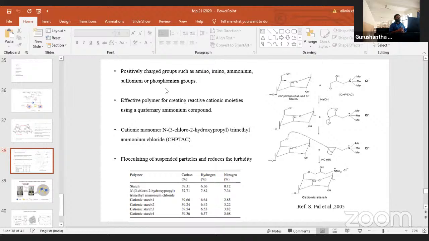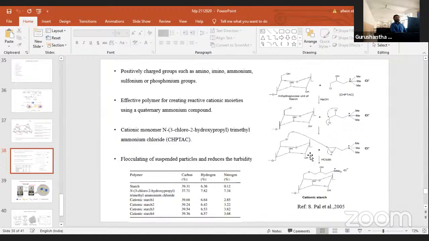by positively charged groups of ammonium, sulfonium, and phosphonium to develop cationic starch polymers for the removal of negatively surface-charged waste materials. We can also effectively develop a cationic surface-charged flocculant with the help of a quaternary ammonium compound. In this study, the researcher has used a cationic monomer, which is N-3-chloro-2-hydroxypropyl trimethyl ammonium chloride. This is the general mechanism involved here.